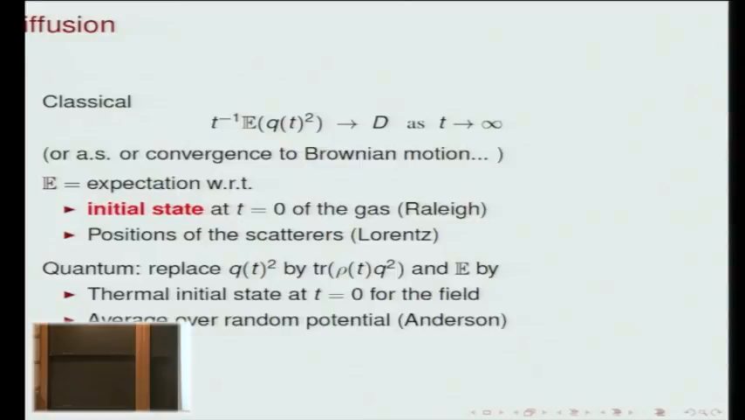Okay, so what would you like to show? In the classical case, the simplest version of trying to prove diffusion is to look at the expected value of the particle position squared at time t, where the expected value in the Lorentz gas is an average over the positions of the scatterers. In the Rayleigh gas, you take an average over initial conditions of the gas. So you take an initial state for the gas and compute with those random initial conditions, and then take the average. You could try to prove more, almost sure convergence to Brownian motion, an invariance principle or whatever.